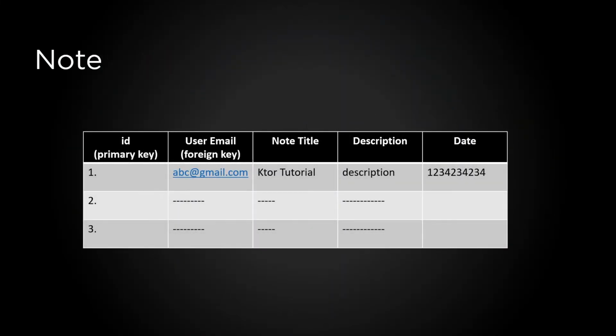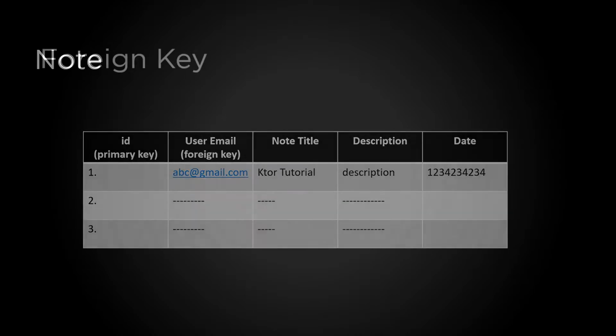So now first of all, let's see how our note table is going to look. This will be our note table in which the first column will be ID, then user email, then note title and description of the note, and then the date on which the note is written. The ID will be the primary key of the note, and this user email is a foreign key.